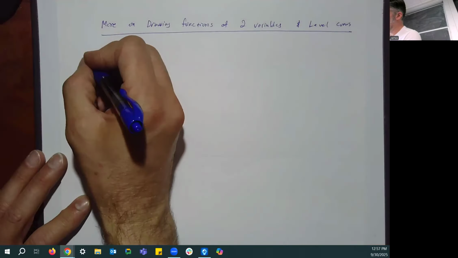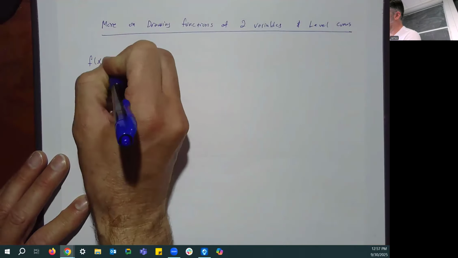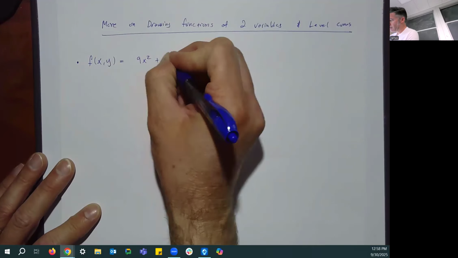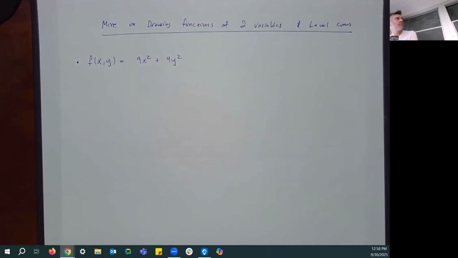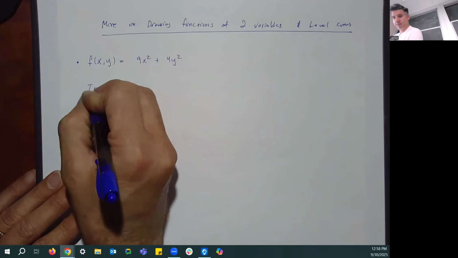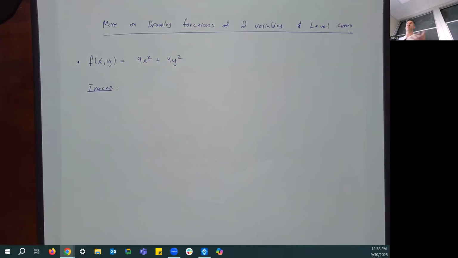So let's look at this one first. Let's say we have our function f of x y equal to 9x squared plus 4y squared. And we're going to try and graph this thing, or at least see what this graph looks like. It's kind of gross, not my favorite, but we should definitely look at the traces. It's a reminder of what the traces are. The traces are what's happening in each of the three coordinate planes.